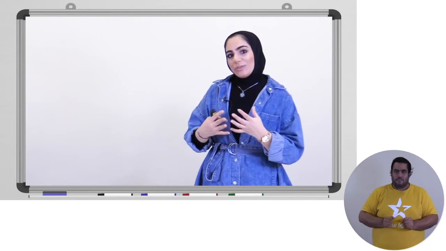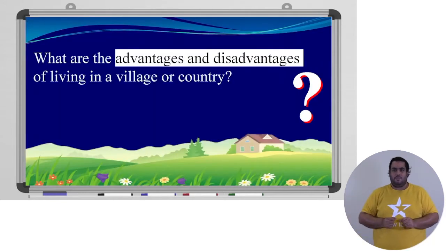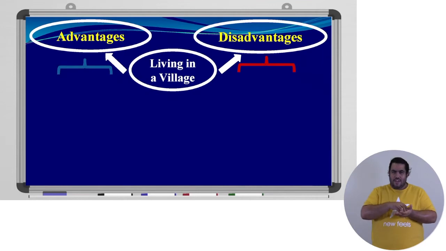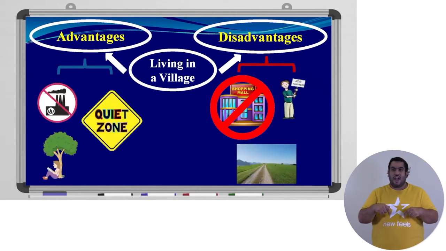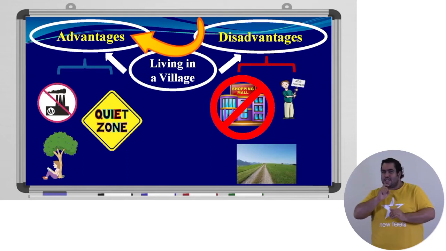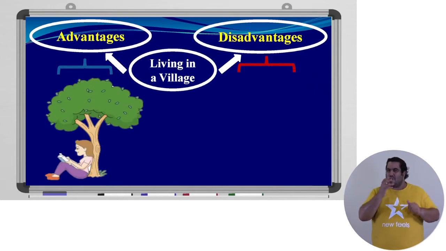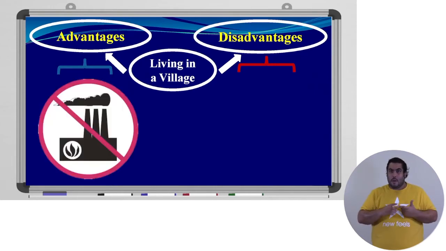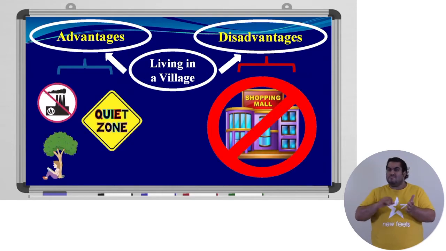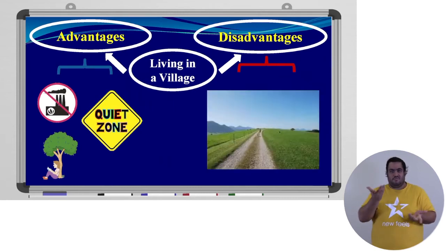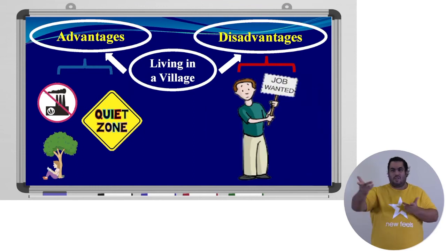From the city, let's move now to the village or the countryside. What are the advantages and disadvantages of living in a village or a country? Let's take a look here at the pictures. With the advantages, I can see a quiet zone, someone reading a book underneath a tree, very green area, no factories. In the disadvantages, I can see no shopping malls, and we love shopping, a very far road, jobs wanted.